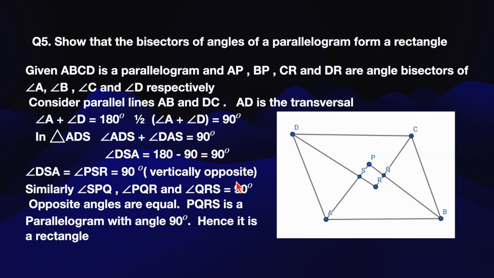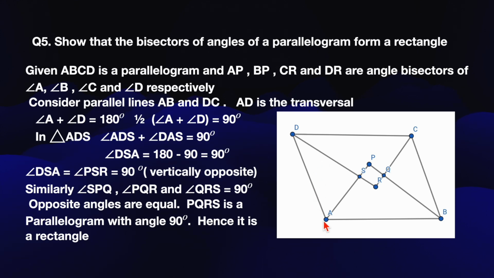Question 5. Show that the bisectors of angles of the parallelogram form a rectangle. So this is the parallelogram ABCD. These are the angle bisectors. That means it will divide this angle A into two equal parts. That is an angle bisector. They'll meet like this and it will form a quadrilateral. We have to prove that this is a rectangle. To show that this is a rectangle, we have to show that these angles are all 90 degrees. So let's now prove.